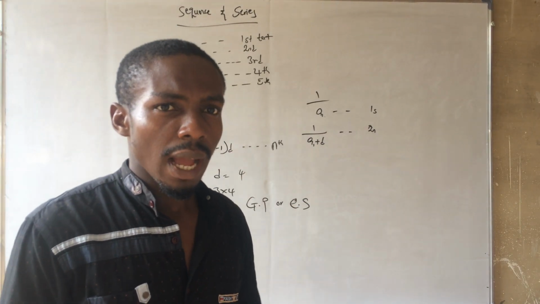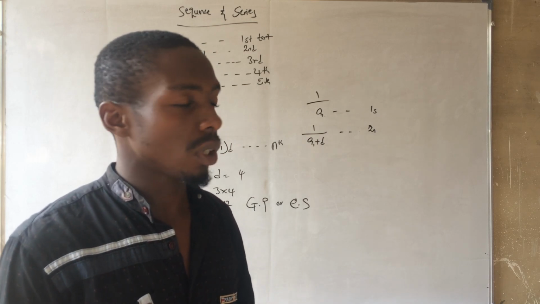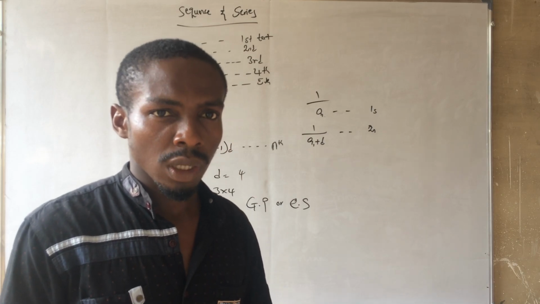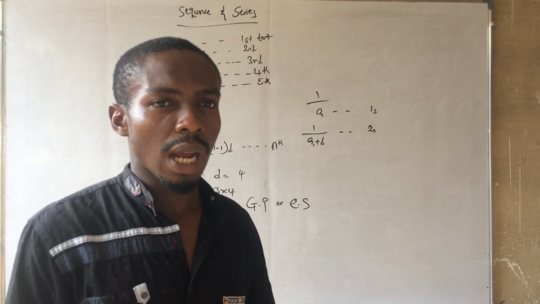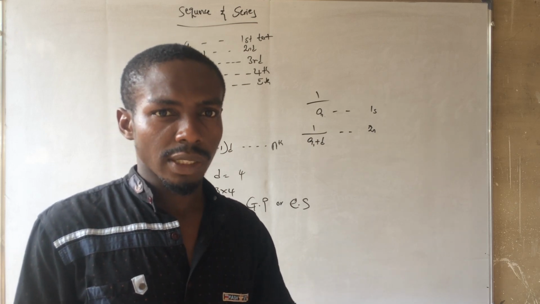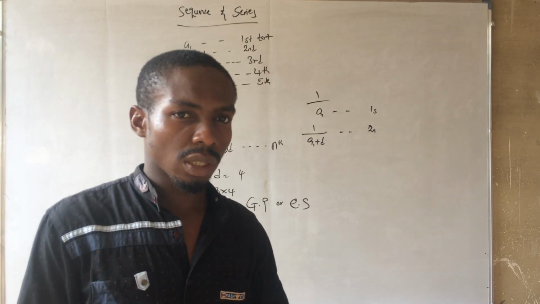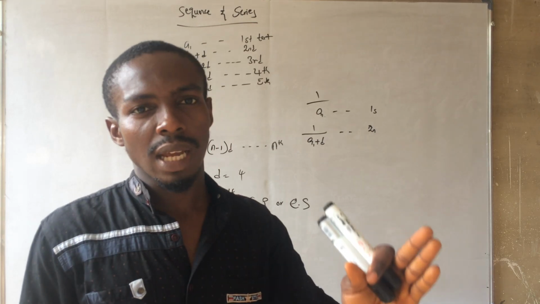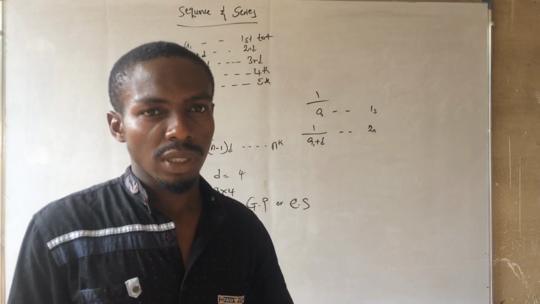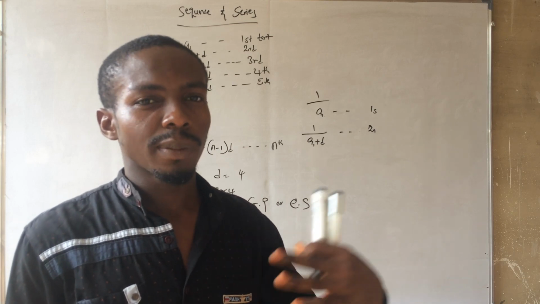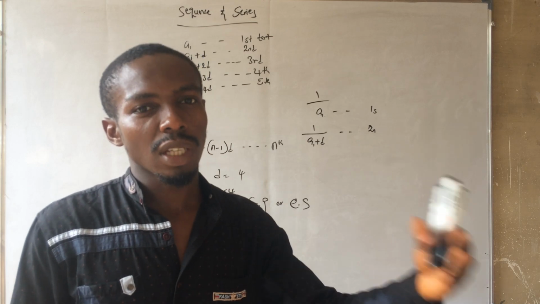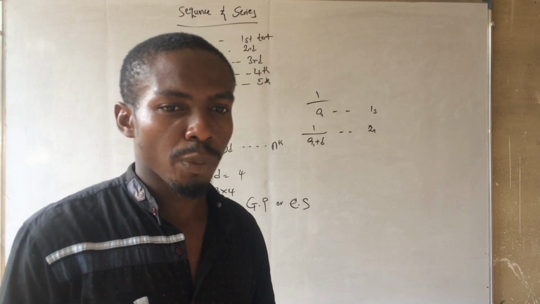And how you know that you are working with an arithmetic progression is when the common difference is added to the first term to get the second term, or added to the second term to get the third term, or subtracted from the third term to get the second term, or subtracted from the second term to get the first term. That is when it is arranged in ascending order. If it is arranged in descending order, you subtract the common difference from the first term to get the second term, subtract it from the second term to get the third term, add it to the third term to get back the second term, and add it to the second term again to get back the first term. That is arithmetic progression.